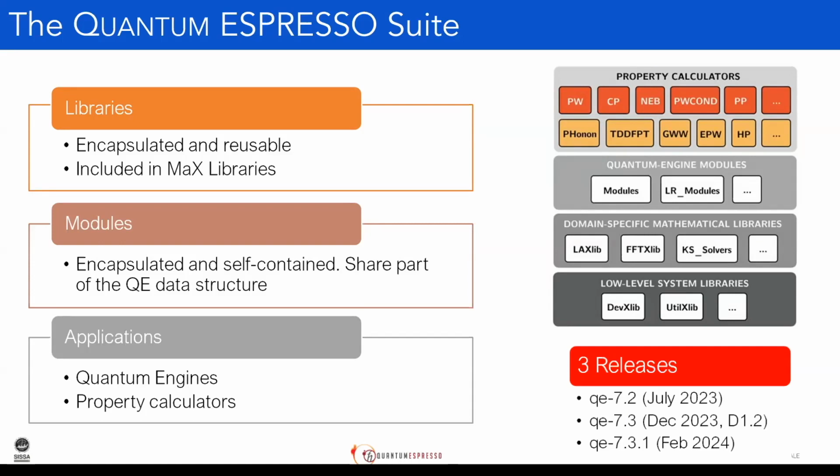In this last year, we have had 3 releases of Quantum Espresso, one in July 2023, another at the end of last year, in December 2023, and we have just had a dot release of the code with the bug fixes of the last release this February.